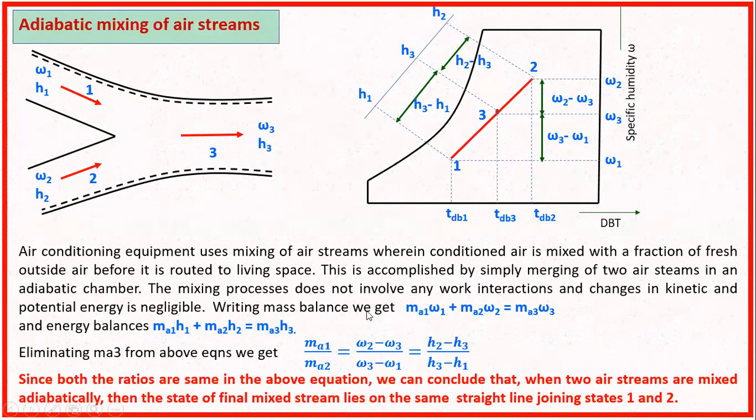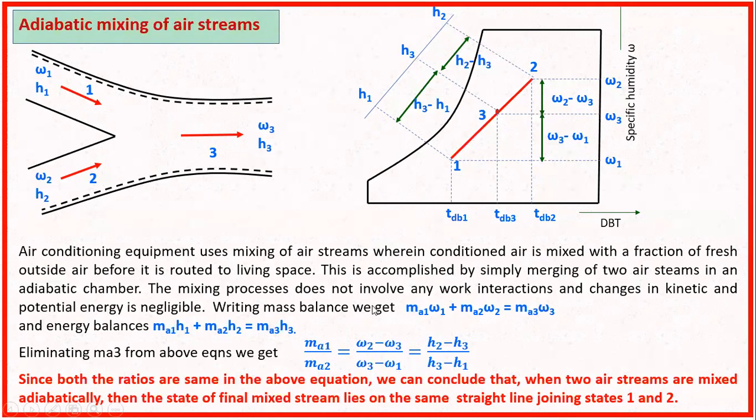Now, writing the mass balance, consider point number 1. Let 1 be the stream 1 condition wherein H1 is the enthalpy, omega 1 is the specific humidity, and TDB1 is the dry bulb temperature, with mass flow MA1. Next, coming to point 2, let that stream be at temperature TDB2 and having humidity omega 2 and H2 as the enthalpy of that stream.